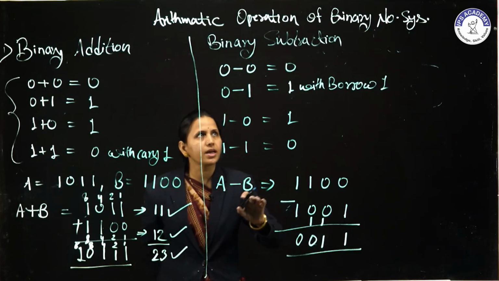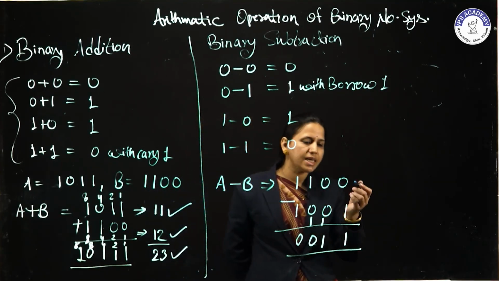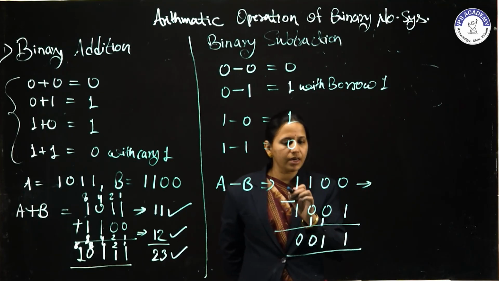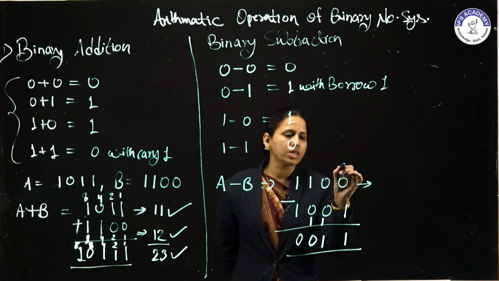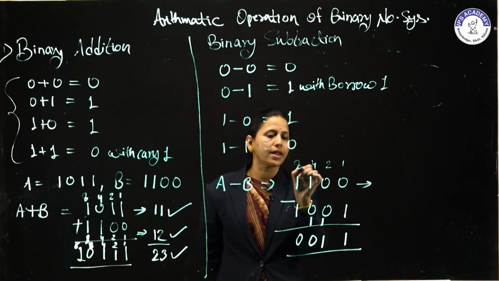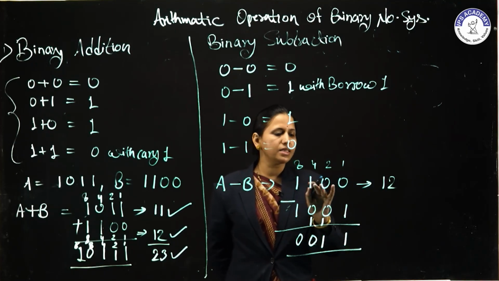So in this particular case, in case of the binary subtraction, we also use the concept of decimal subtraction. So convert these binary numbers into the form of decimal. Again use the concept of 1, 2, 4, 8. So 8 plus 4, this is 12. That means 1100.